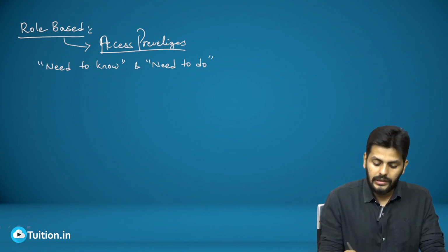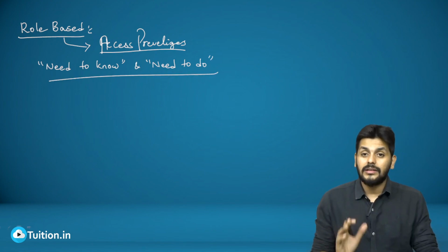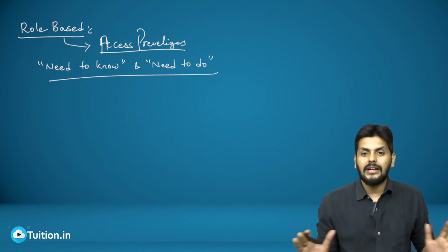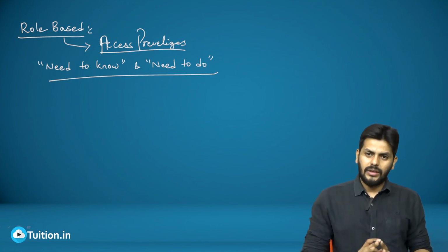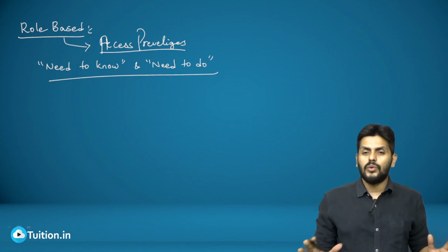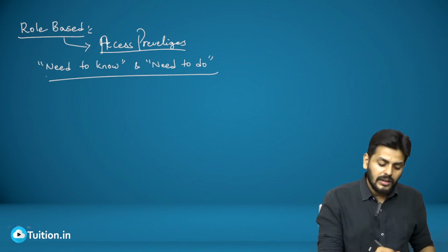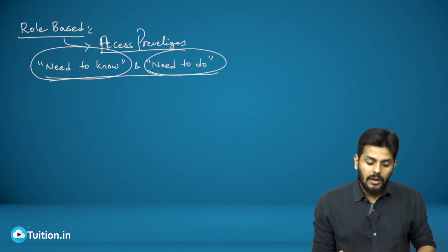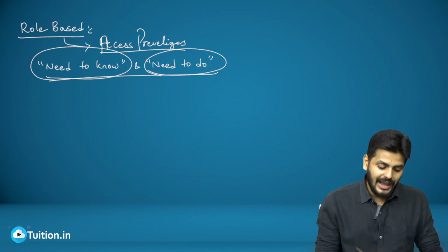Need to know and need to do basis. What is the work that they're up to, what is it that they're doing, and how much work will they do? The activity is totally oriented towards giving them access to only the work that they need to and will be able to perform. That's what is called role-based access.